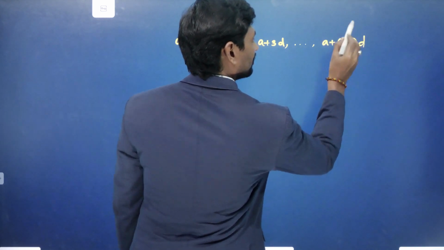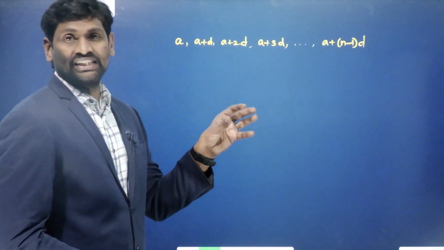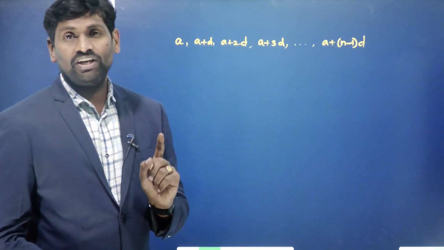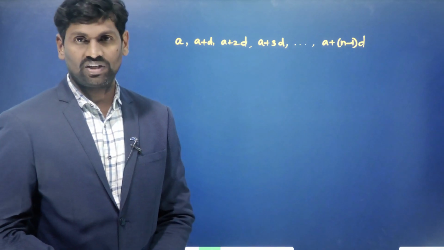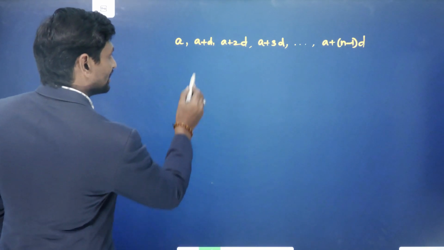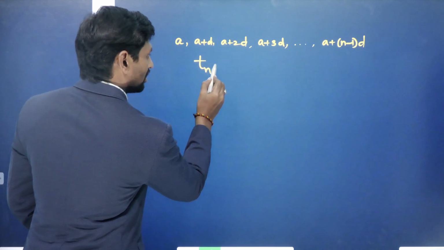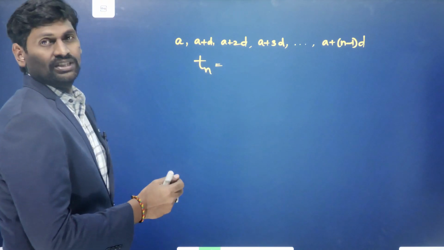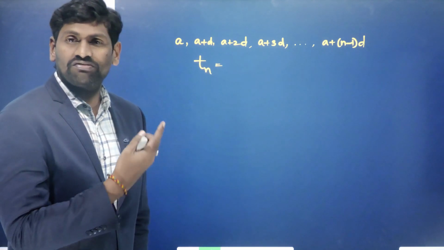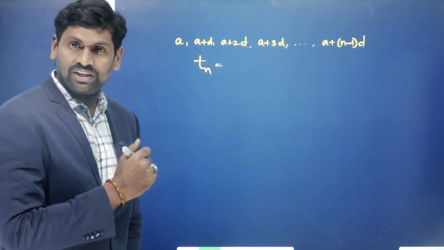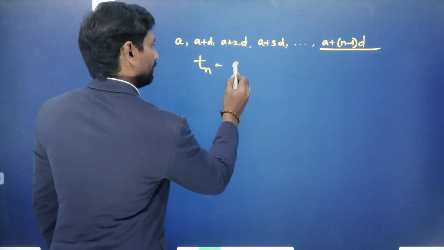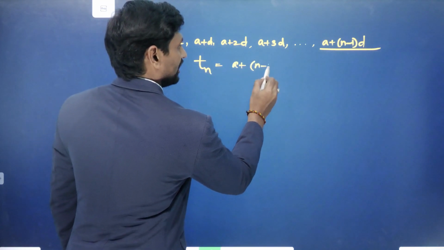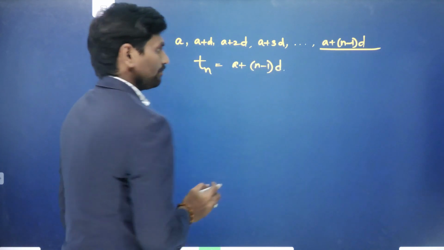Here d is nothing but a fixed term. We are taking that d as the common difference. The nth term of AP is nothing but the last term. If the n value is taken as 1, it will be the first term. N value 2, it will be the second term.